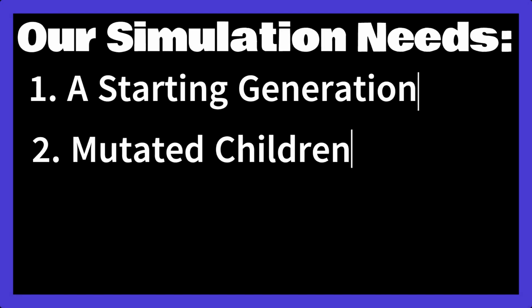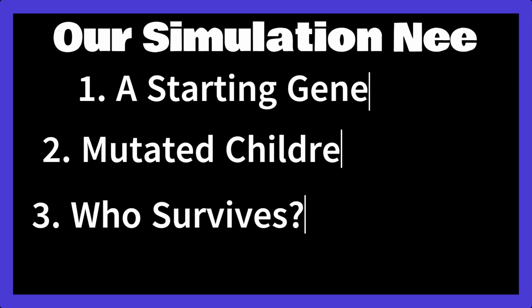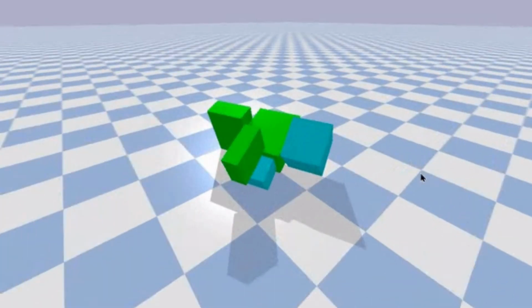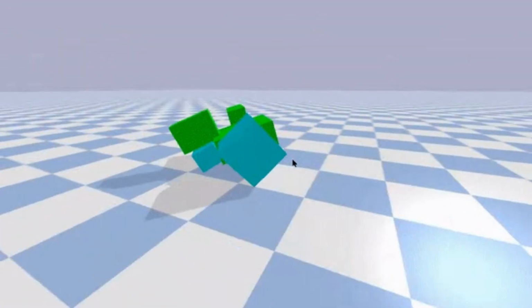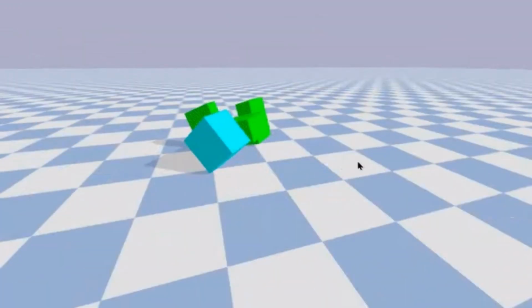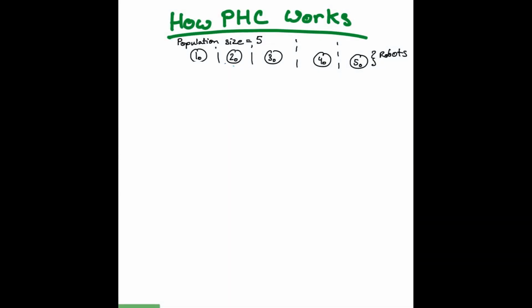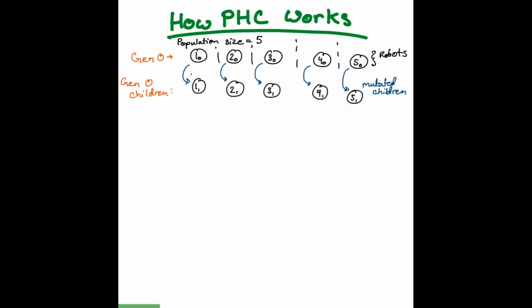So, our simulation needs a starting generation, mutated children, and a way to determine which robots survive. Our starting generation is a set of randomly generated robots with green sensor blocks like we see here. Imagine that we had 5 of these robots. Now imagine that they each had a child with a mutation. Some had an extra block, or lost a block, or had a different brain.